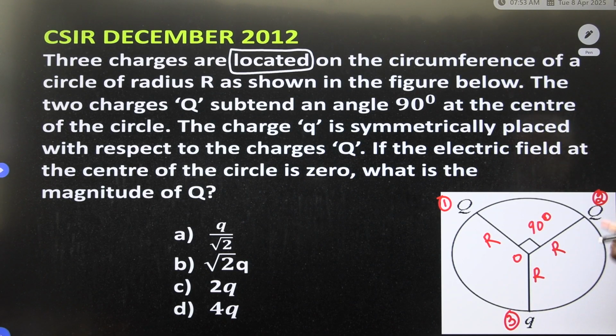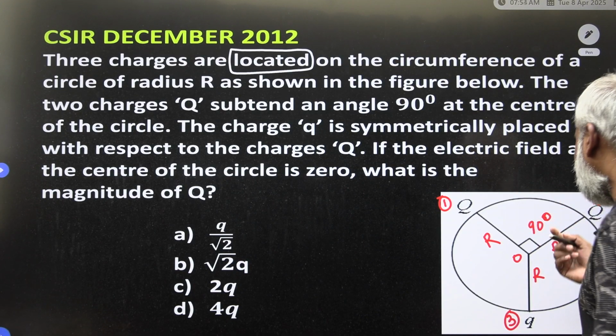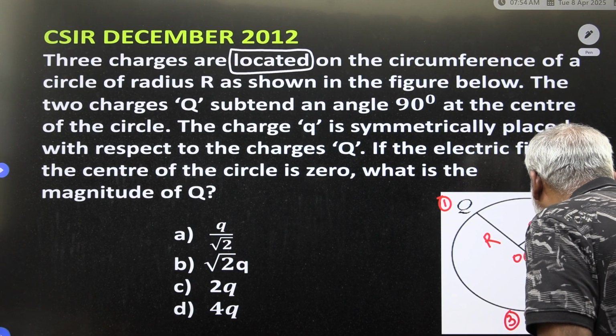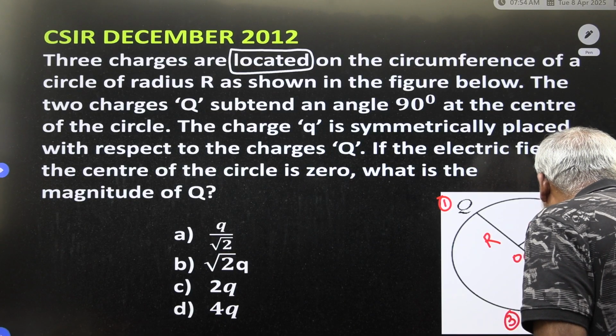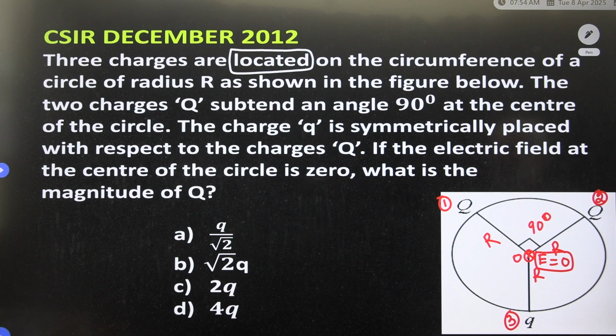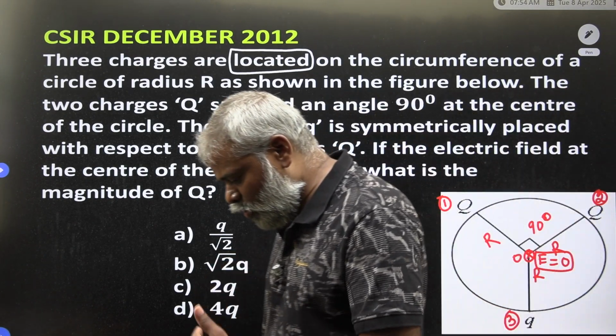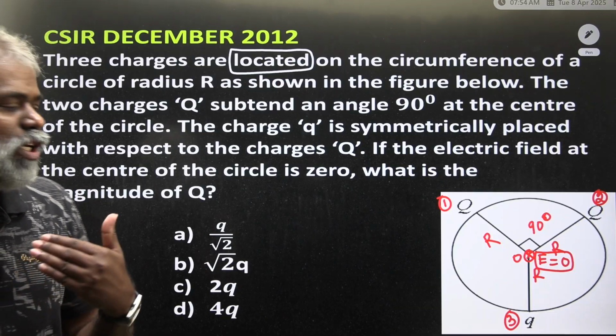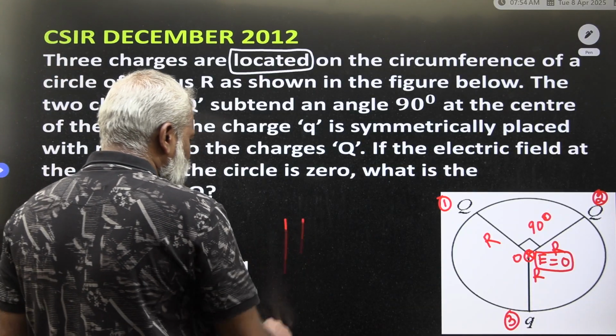If the electric field at the center of the circle is equal to 0, what is the magnitude of the charge they are asking? How we have to find the magnitude of the charge? Now you are able to see.